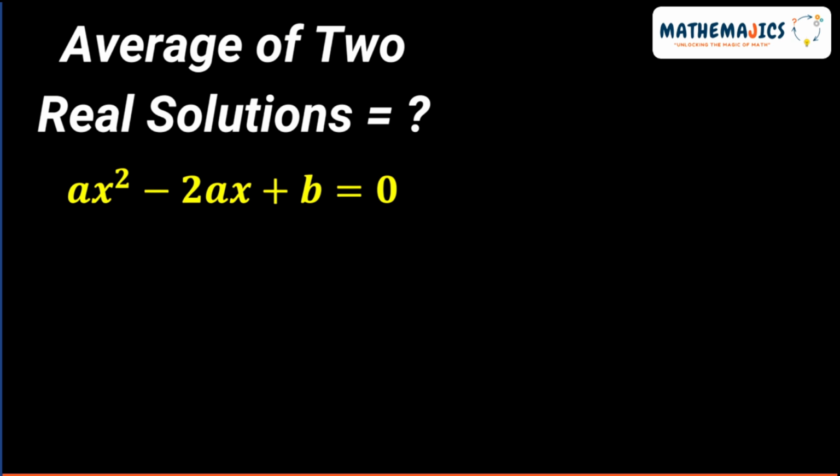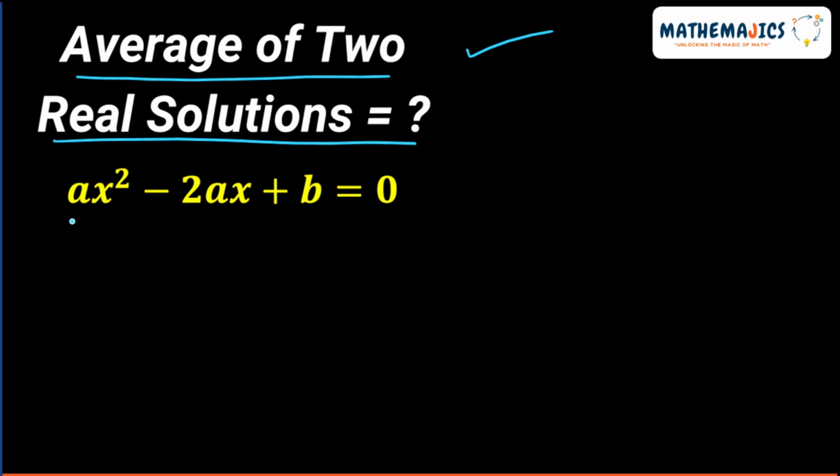I have this interesting question from algebra, quadratic equation. Let's see how we can solve this. We need to find out the average of the two real solutions for this equation. Okay, first of all, what is the general equation of a quadratic equation?